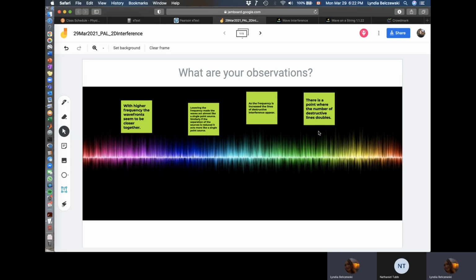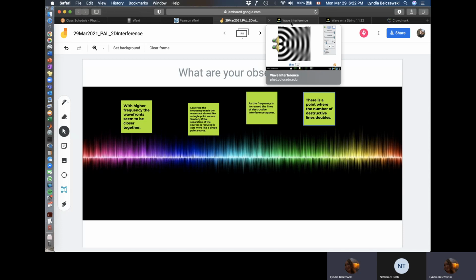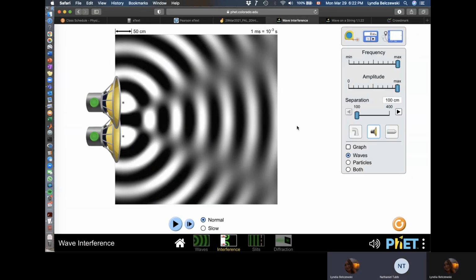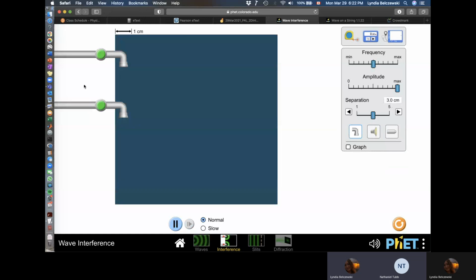Okay, and this last point, there is a point where the number of destructive lines doubles. That's a really interesting one, and actually, that's not something that I noticed when I was playing around with this. Can you talk me through how to find that? Yeah, I was on the water example. Okay.